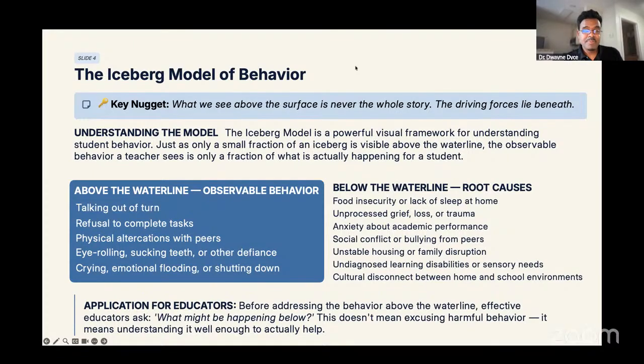And we need a team to deal with this. So here's an application for the teacher and whoever is in charge in the school. Before addressing the behavior above the waterline that you can see and observe, effective educators ask, what might be happening below? This doesn't mean excusing harmful behavior. It means understanding it well enough to actually help the student. Because remember, we're about restorative practices, not punitive measures.